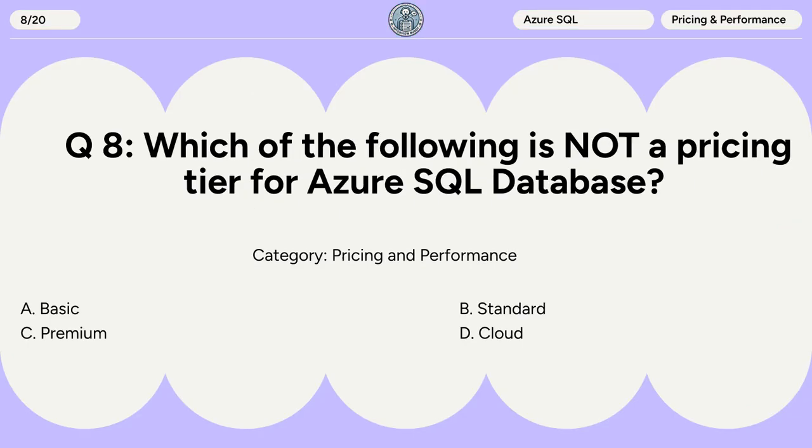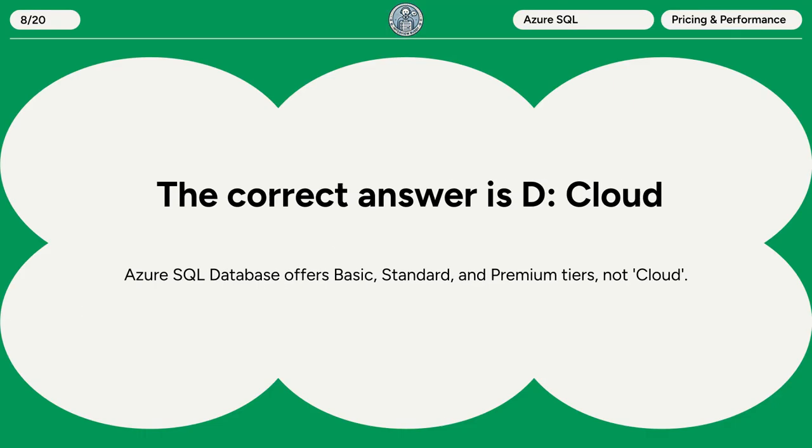Question 8. Which of the following is not a pricing tier for Azure SQL Database? A. Basic. B. Standard. C. Premium. D. Cloud. The correct answer is D. Cloud. Azure SQL Database offers Basic, Standard, and Premium tiers, not Cloud.